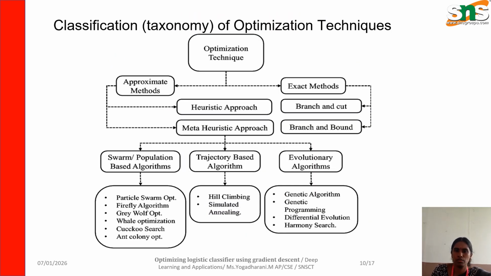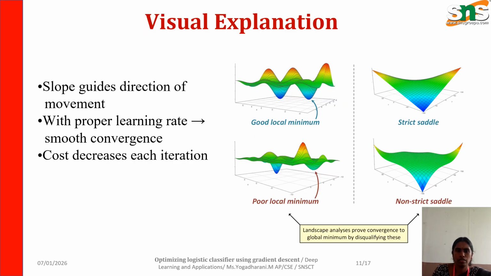Then this is the optimization technique of gradient descent. This is the visual explanation of how slope and direction of movement work in gradient descent. Imagine standing on a hill and trying to reach the lowest point. You look at the slope and move downward, with a properly chosen learning rate. The learning rate is the size of the step we take each time as we travel from top to bottom, calculating the slope at each step.